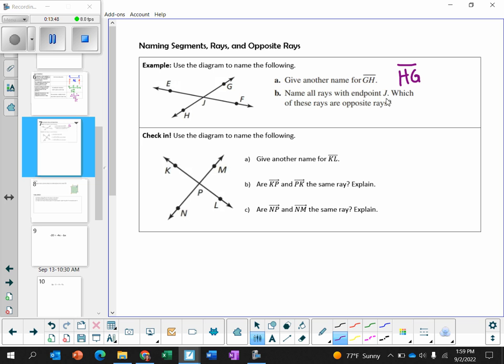So name all rays with endpoint J, and which of these rays are opposite rays? So let's just focus on naming the opposite rays. J is the starting point, so I can go towards E. And then if I started at J and went in the other direction, I'd go to F. So JE and JF are opposite rays. If I started at J and went to H, then going the opposite way of H would be to G, so that'd be JG.